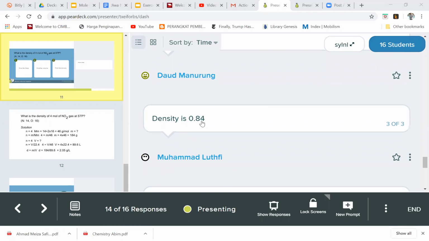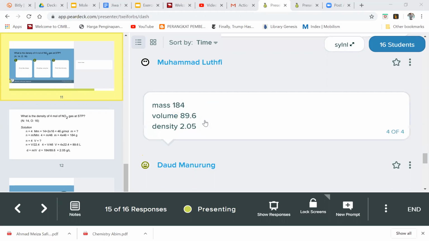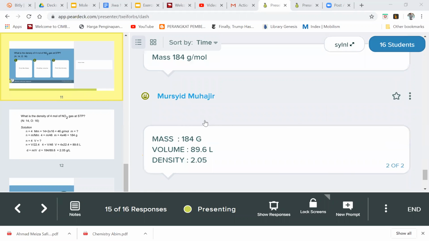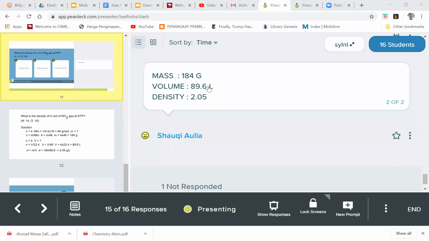Lutfi, density is wrong, Lutfi. Something is wrong. I think you have to find the mass. Can you write down the mass? What is the mass that you find? 184, sir. Good. Just write it in the answer response. Daud, thank you, true. Rafib, thank you. Mursid Muhajir, thank you for joining. Yes, the mass is true. Continue, please, the volume and then the density. Sauki, thank you. It's true.